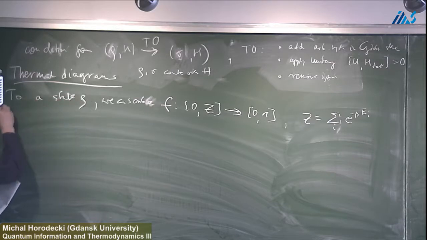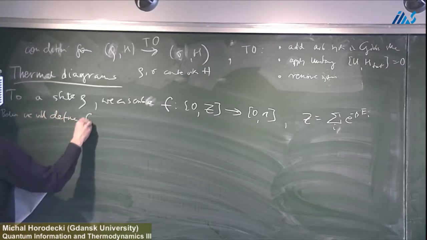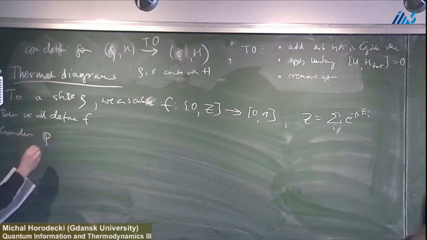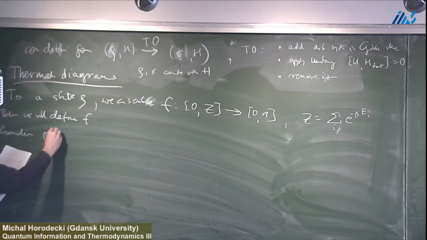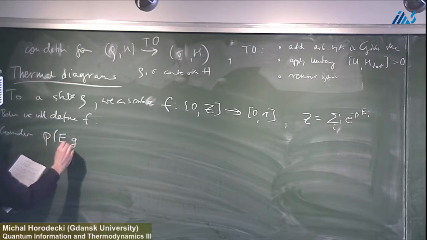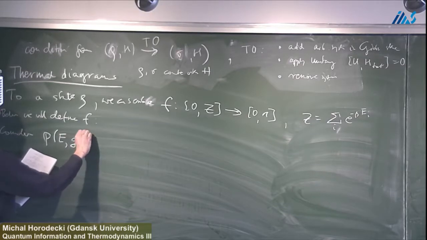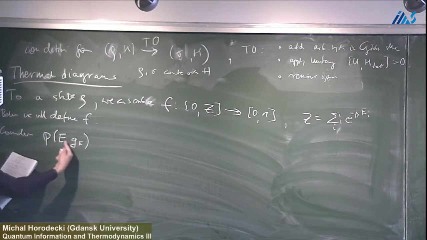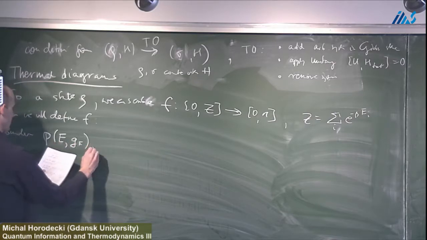So we'll define f below. So how it's constructed. We consider p, probability. As I said, this state commutes with H, so I can represent it by means of just probabilities. So we have a probability of a given energy. I can label the eigenvalues of rho by energy and by the index that runs through degeneracies, right?